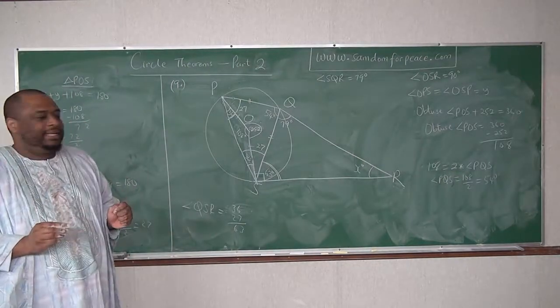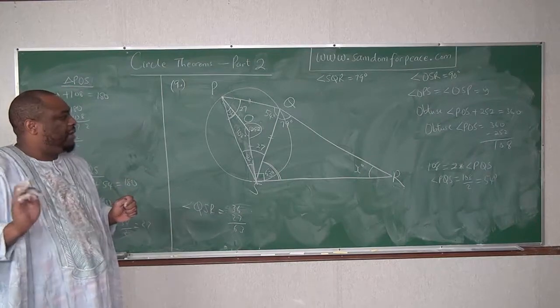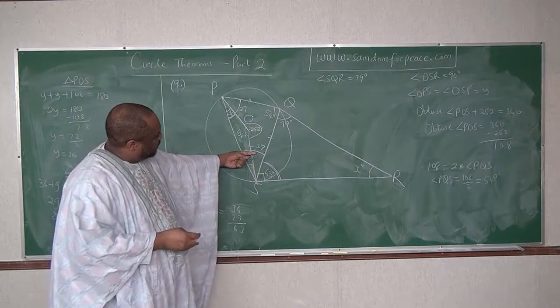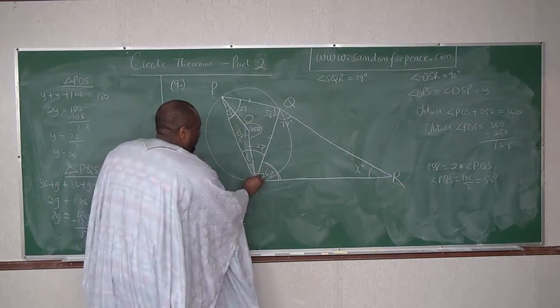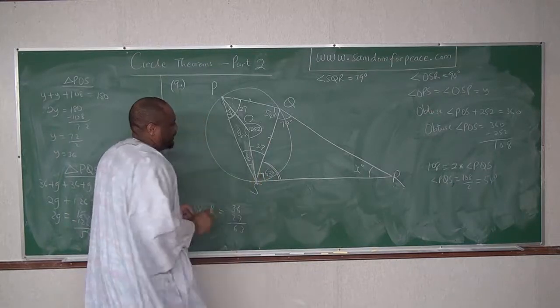Now we can find our x. Do you know another way we can get 63? We can do 90 minus, because this whole is 90. So we can do 90 minus 27.